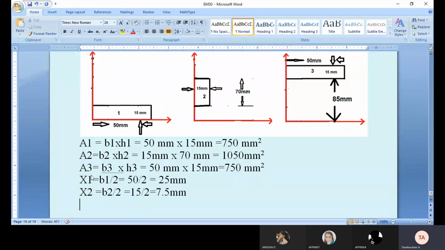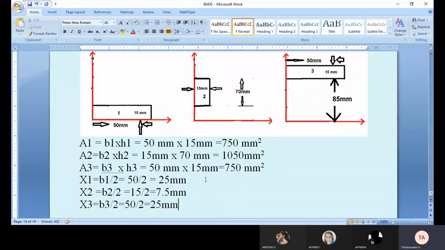x3. See the last diagram. It's directly touching the y-axis. Students, first consider the y-axis as reference, so horizontal distance. It's direct touching. Therefore, p3 divided by 2 equal to 50 divided by 2, 25 mm. Understand? Because all the diagrams are touching the y-axis.